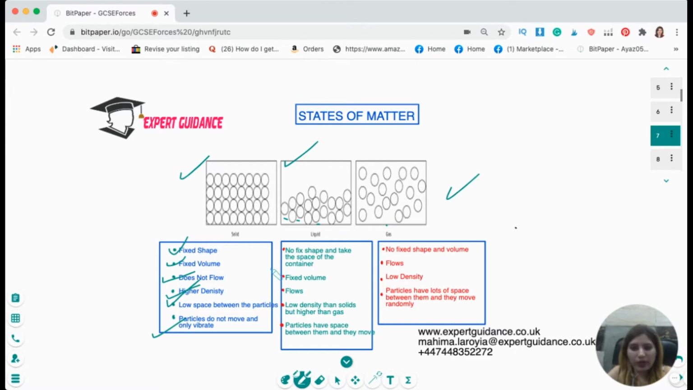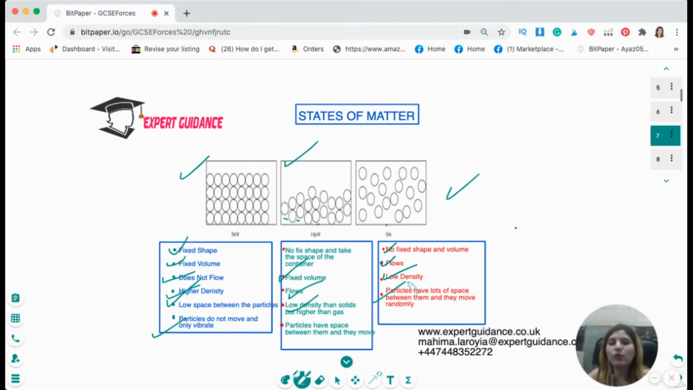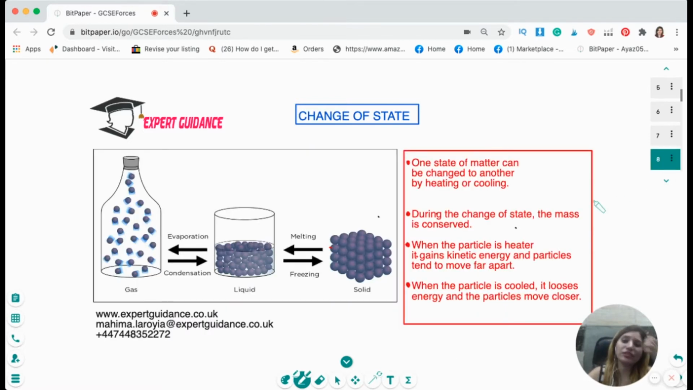When we talk about the liquid, there's no fixed shape. The liquid can take the shape of the container. So if you put it in a bottle, it will take the bottle's shape. If you put it in a jug, the liquid will take the jug's shape. But it has a fixed volume. Liquids do flow. They have lower density than solid, but higher than gas. And particles have space between them and they move slightly. Whereas in the gases, they have no fixed shape and volume. They can flow easily. They have low densities, and the particles have lots of space between them and they move randomly. Okay, so I hope these differences between states of matter are clear to you.